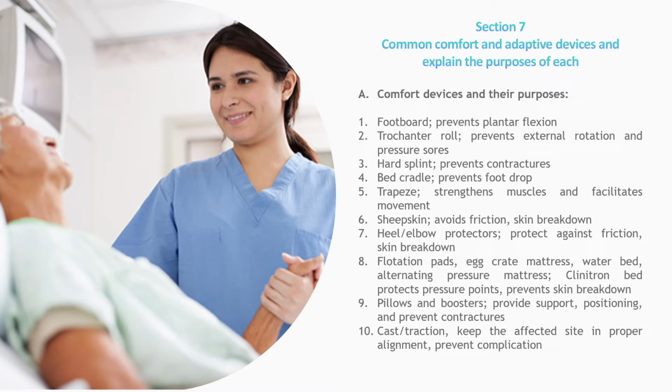Sheepskin avoids friction and skin breakdown. Heel and elbow protectors protect against friction and skin breakdown. Flotation pads, egg crate mattresses, waterbed, alternating pressure mattress. Clinitron bed protects pressure points and prevents skin breakdown. Pillows and boosters provide support, positioning, and prevent contractures. Cast or traction keeps the affected site in proper alignment and prevents complications.